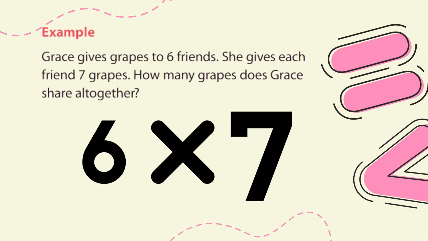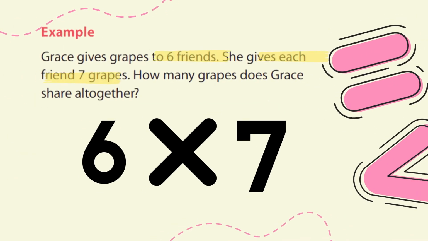So let's understand the important part of this word problem. She has six friends, six groups. Each group of friends gets seven grapes. So we can write it as 6 times 7. Six groups and seven grapes each.